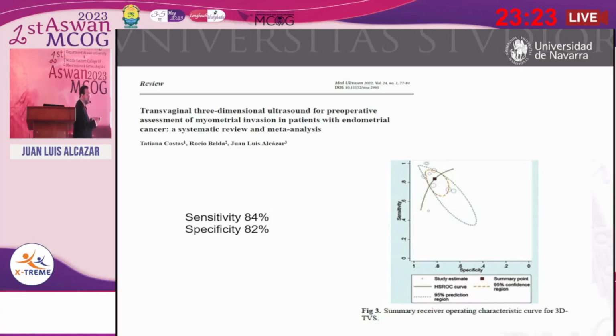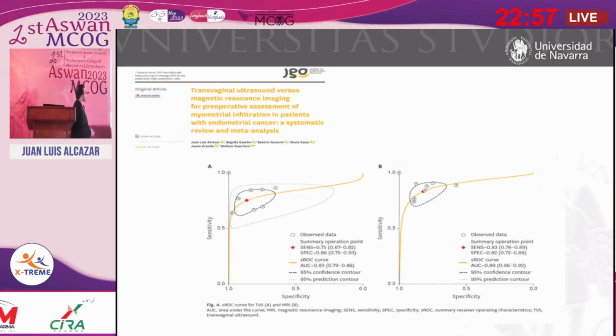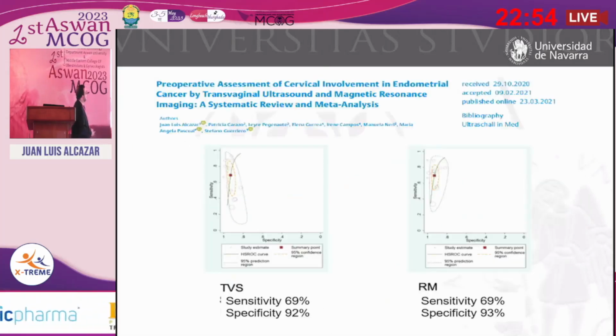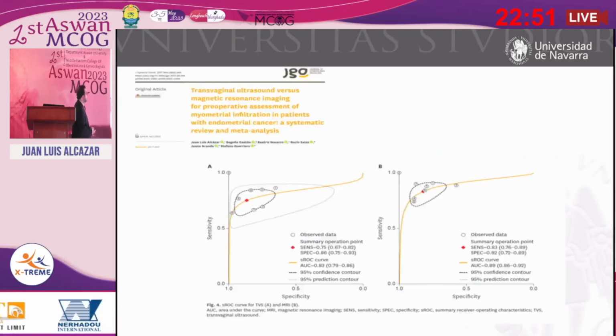But the other point to consider in a high-risk case is not only the infiltration of the myometrium, but also the infiltration of the cervix, because then you go from a stage 1 to a stage 2. And this is a high-risk case, so lymphadenectomy or sentinel lymph node sampling should be done. So we wanted to assess that issue, and what we observe is that the sensitivity and specificity of ultrasound is good enough.